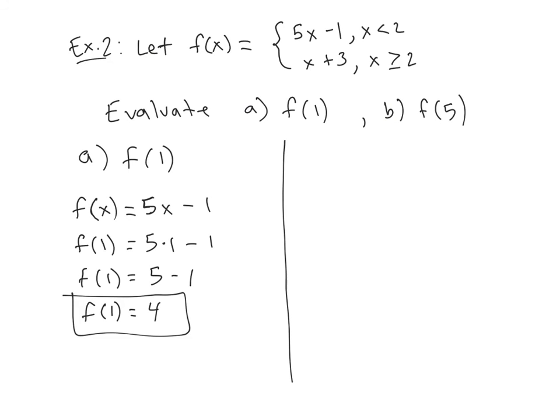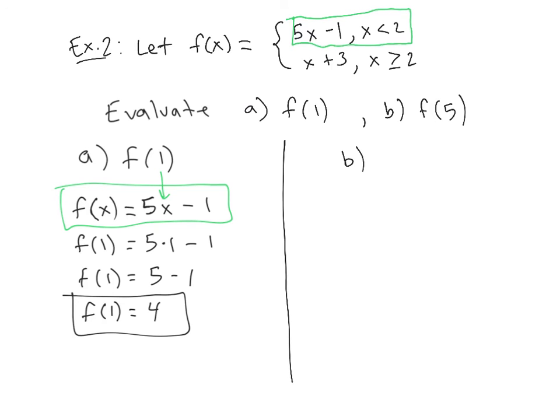All right, let's take a look at this first one, f of 1. I ended up picking this piece of the function because 1 is less than 2, right? So I ended up picking that piece of the function, and I plugged in 1 for x. 5 times 1 is 5, minus 1 makes 4. So my output would be 4 when evaluating the function f of x for x equal to 1.